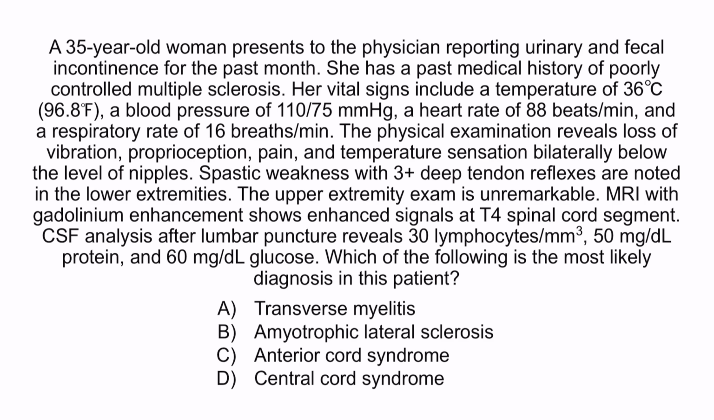rate of 16. Physical exam reveals loss of vibration, proprioception, pain, and temperature sensation bilaterally below the level of nipples. Spastic weakness and 3+ deep tendon reflexes are noted in the lower extremities. The upper extremity exam is unremarkable. MRI with gadolinium enhancement shows enhanced signals at T4 spinal cord segment. CSF analysis after lumbar puncture reveals 30 lymphocytes, 50 of protein, and 60 of glucose.